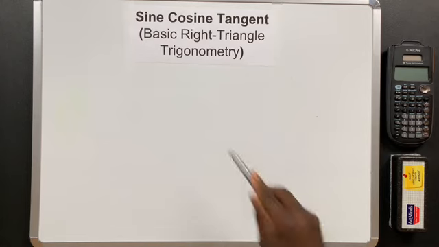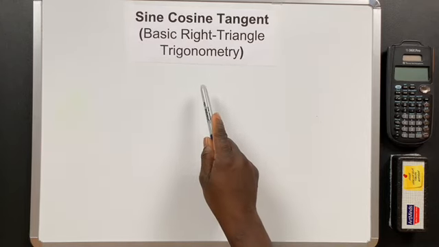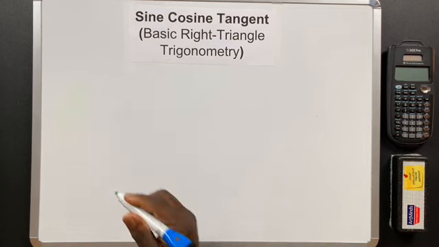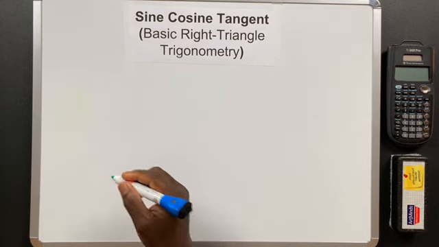Today, we will talk about how to use basic right triangle trigonometry to find the missing side of a right triangle. So let's first begin by stating three basic trigonometric ratios that we're going to talk about. That's sine, cosine, and tangent. So let me give some notes over here on the left side.